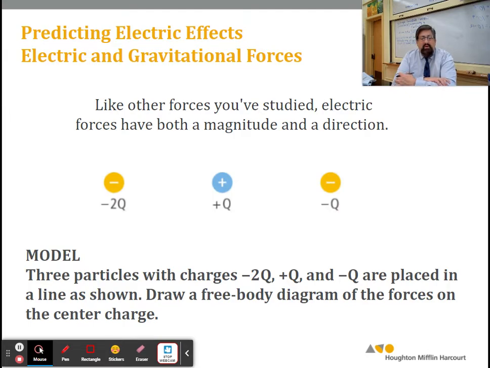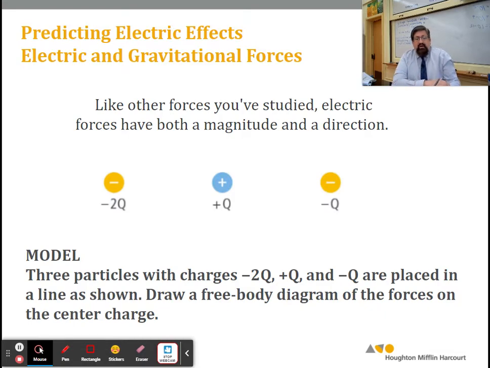Here we have three particles with different charges. The first one has a charge of negative 2q, the middle one is positive q, and the one on the far right is negative q. Remember, q is the variable we often use for charges. So this is just saying that the charge on the left has twice the magnitude of the other two charges, and it has the same direction or the same quality of charge as the one on the far right. The one in the middle has a different type of charge, positive versus negative.